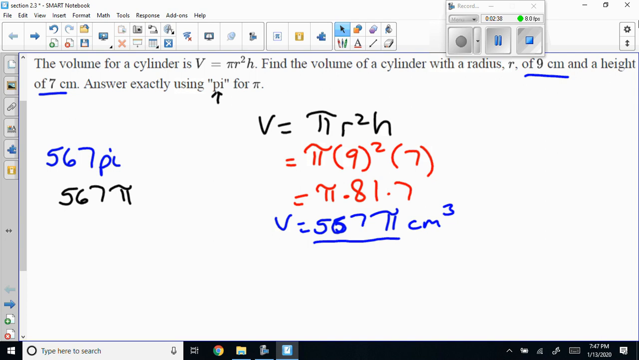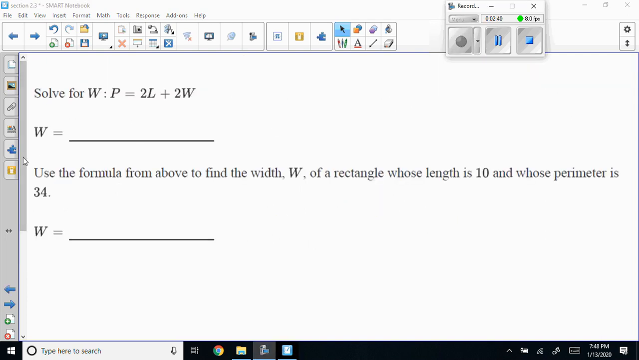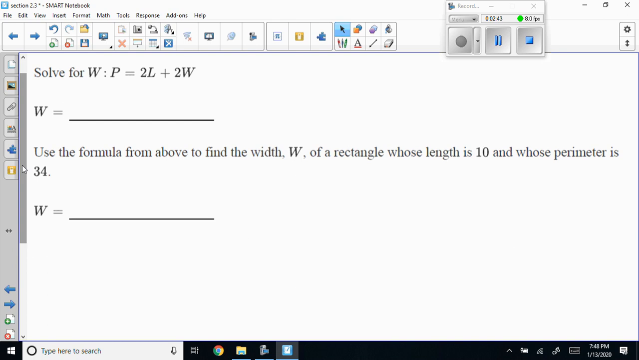So why would we divide first? If we look at this, it says to solve for the width. Perimeter is 2 times the length plus 2 times the width, right? Now we have to take the information they're giving us and use the formula above to find the width of a rectangle whose length is 10 and whose perimeter is 34. Can you plug in the information and solve for the unknown? That's really what you're doing, right?